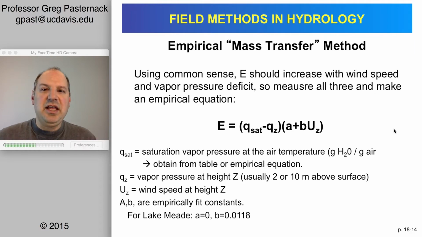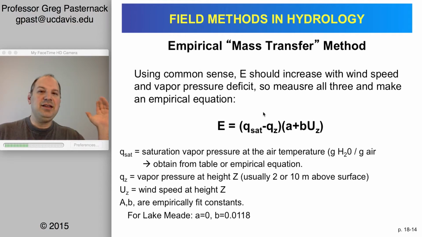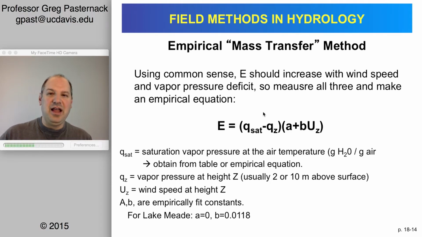Okay, the next method is an empirical method. It basically is saying, what drives evaporation? Well, it's two things. One, dry air above water, and two, wind, because wind blows away the moisture that's above that water and brings fresh dry air. If wind brings fully saturated air over a spot, there's not going to be any more evaporation, right?